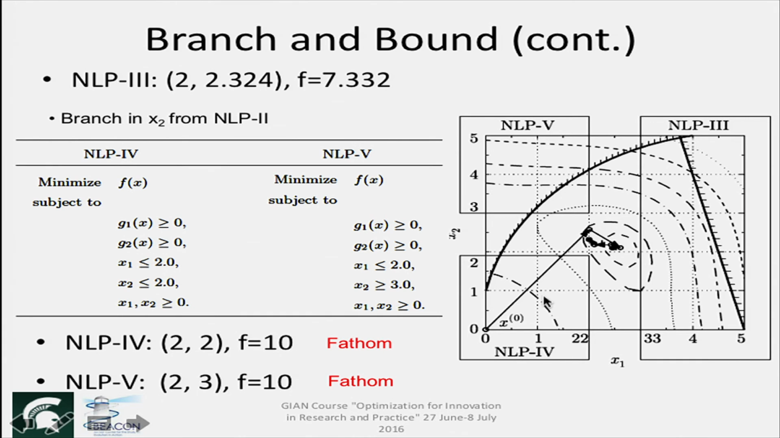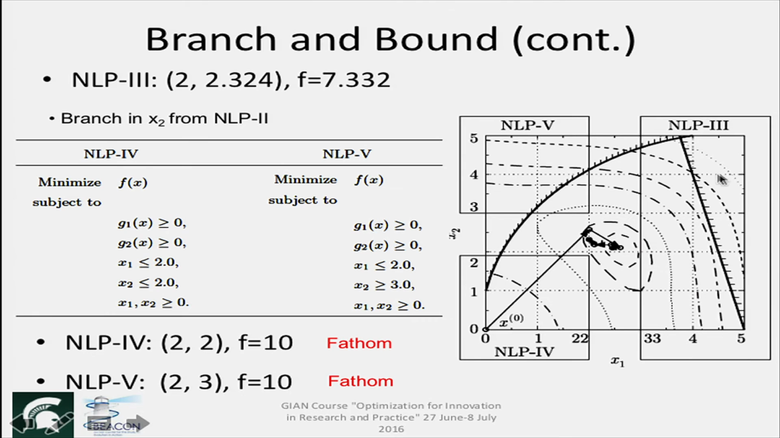So the idea is NLP2 now is split into 2 more problems because I had an issue with x2. x2 was not integer, so it got split into NLP4 and NLP5 with an additional constraint, x2 less than or equal to 2 and x2 greater than or equal to 3. And when I solve 4, I get an integer solution, 2, 2. When I solve 5, I get an integer solution. So I will fathom them.